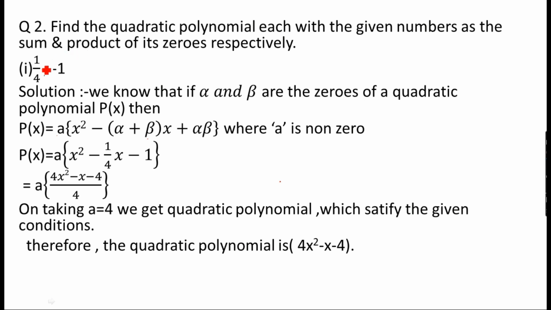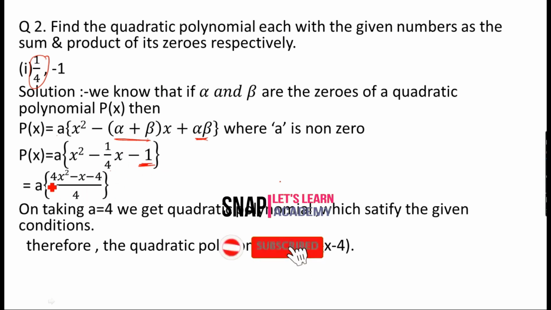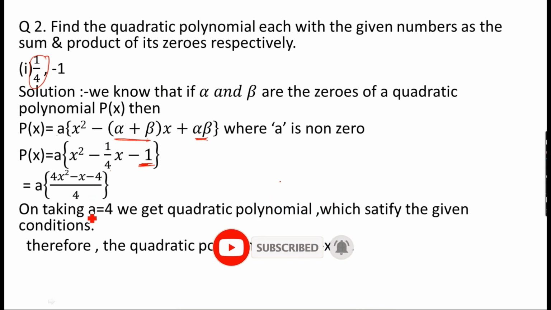The first value, the sum of the roots, is 1 by 4. We put the value 1 by 4 in place of alpha plus beta. The second, alpha beta, is equal to minus 1. We put the value of alpha beta as minus 1 here. On taking the LCM, we get 4x square minus x minus 4 upon 4.